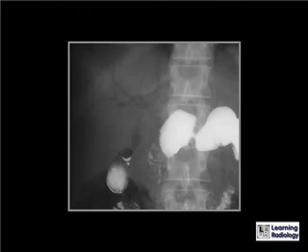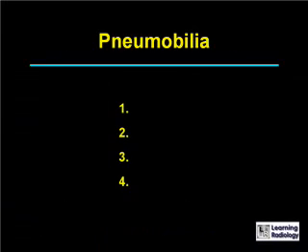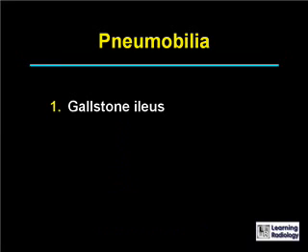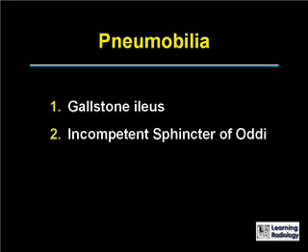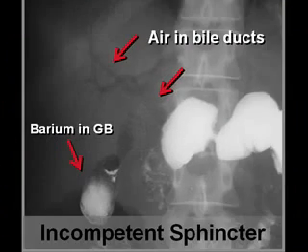This is the next differential diagnosis. The differential is for pneumobilia. There are 4 causes listed. 4 of the possible causes of pneumobilia are gallstone ileus, an incompetent sphincter of Oddi, prior re-implantation of the common bile duct during a surgical procedure, and gas-forming cholangitis.